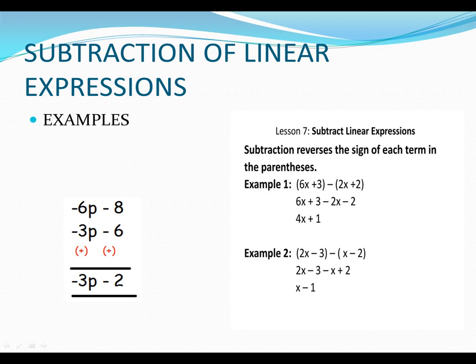Here is an example, as we have to subtract 6x plus 3 minus 2x plus 2. Here is the minus between two values, so we put a bracket after the minus. This minus will change the signs in the bracket, so 6x plus 3 minus 2x minus 2, and then we gather the same variables as 6x minus 2x plus 3 minus 2. So 6x minus 2x equals 4x, and 3 minus 2 equals 1.